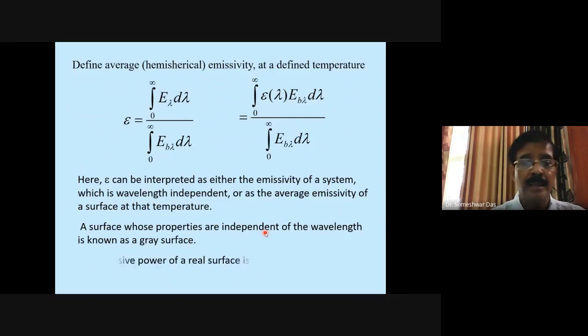Sometimes. The emissive power of a real surface is given by E equal to epsilon times EB, where B again indicates black body emission. So the emissive power of a real surface is equal to epsilon times EB, where epsilon is the average hemispheric emissivity.